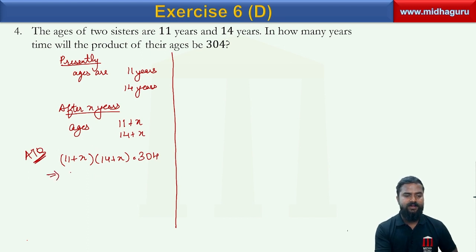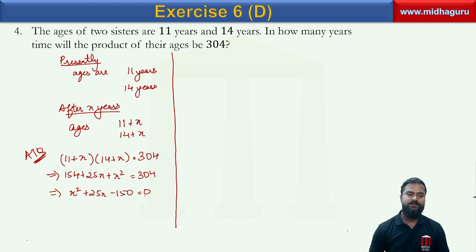So we'll form an equation. 11 into 14 will become 154 plus 25x plus x square is equal to 304. So I bring 304 to this side, I get x square plus 25x minus 150 is equal to 0. Because bringing 304 to one side, it becomes minus 304 and subtracting it, I get minus 150. So now I have to solve this equation. I have to split plus 25x such that the coefficients add up to positive 25 and multiply to give us 1 into minus 50, that is minus 50.